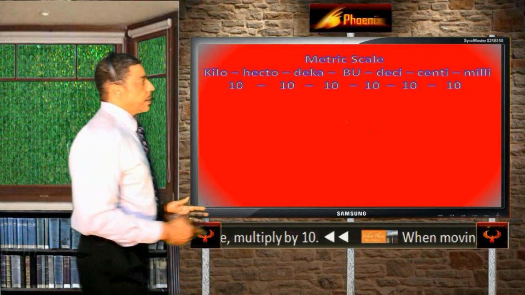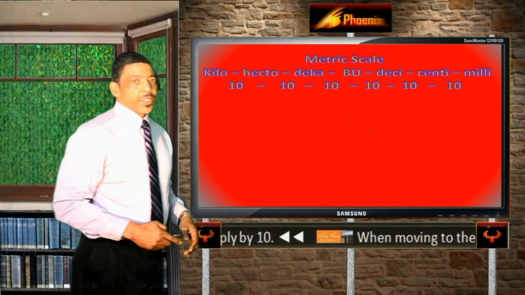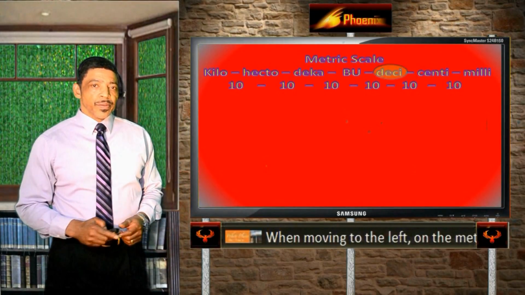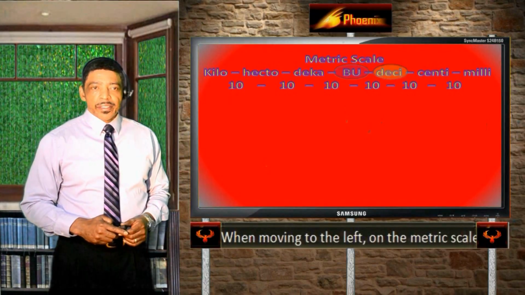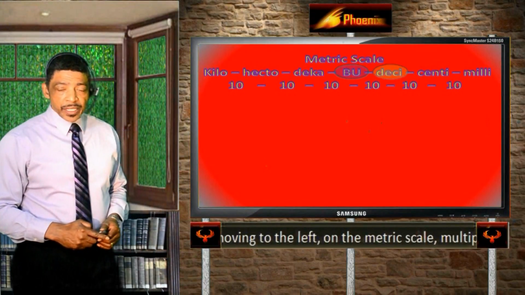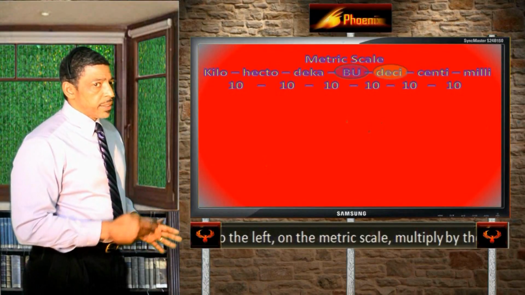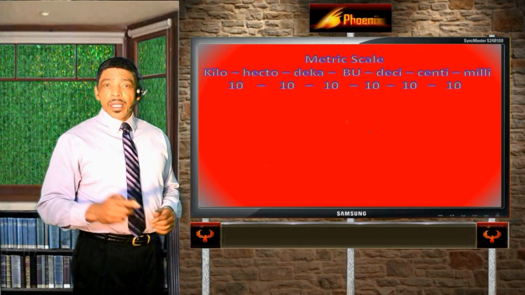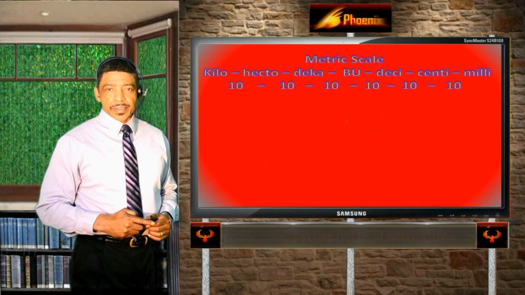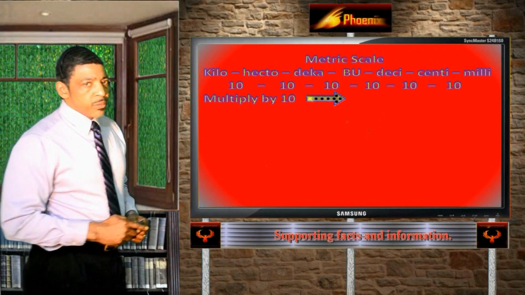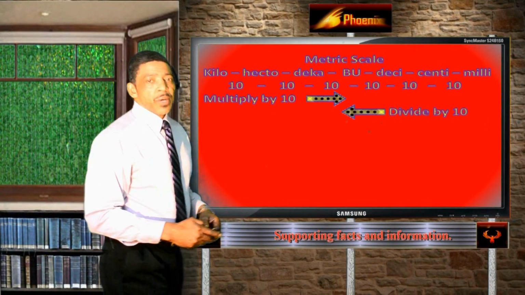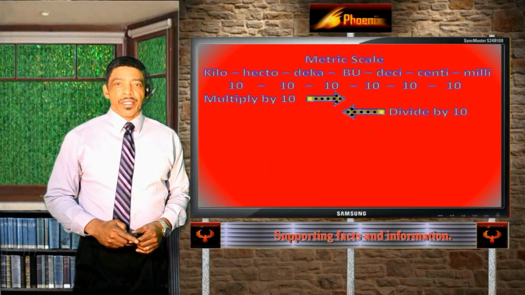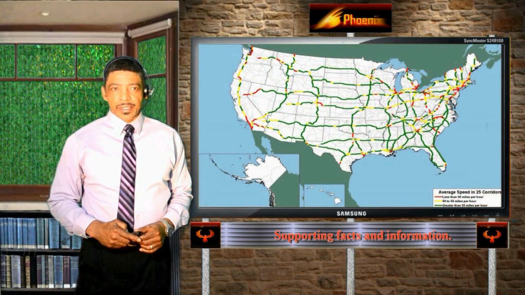Each move to the left on the scale represents a 10 times larger amount than the previous amount. For example, deci amounts are 10 times smaller than base units. So when converting deci amounts to base units, divide by 10, or multiply by the reciprocal of 10. In general, when moving to the right on the scale, multiply by tens, and when moving to the left on the scale, divide by tens or multiply by the reciprocal of tens.